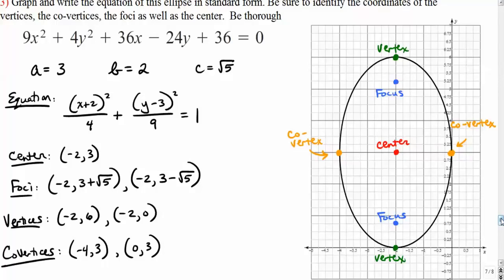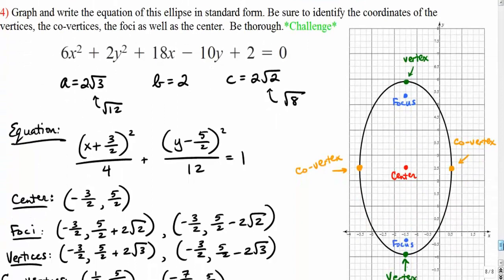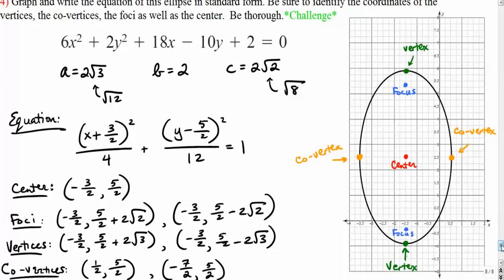And finally, number 4. Number 4, we have a little bit of a challenge because notice the equation has fractions in it. So that makes things a little bit more difficult, but I enjoyed the challenge. Your A value and your C value have roots in them, and you can see a lot of the points down here are really kind of crazy. A lot of fractions, a lot of roots.